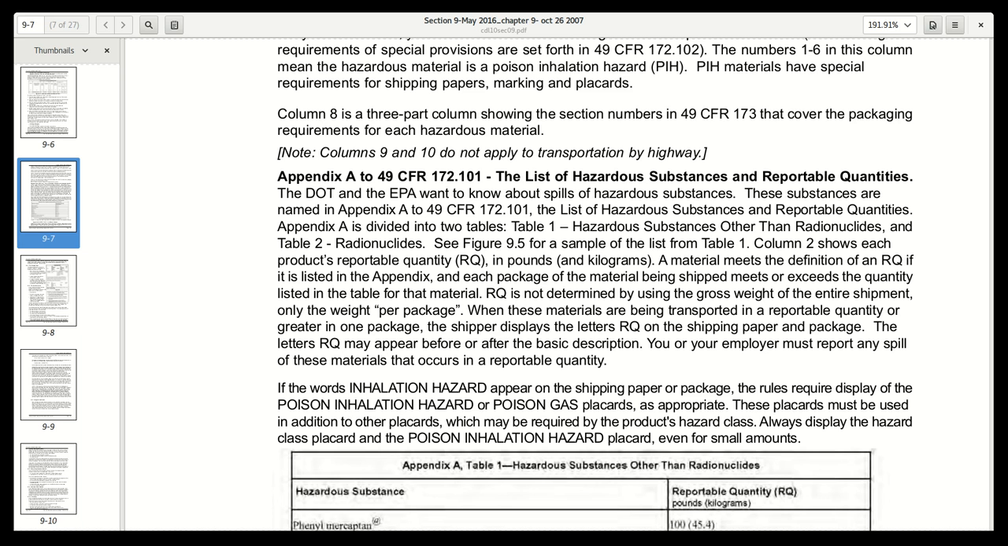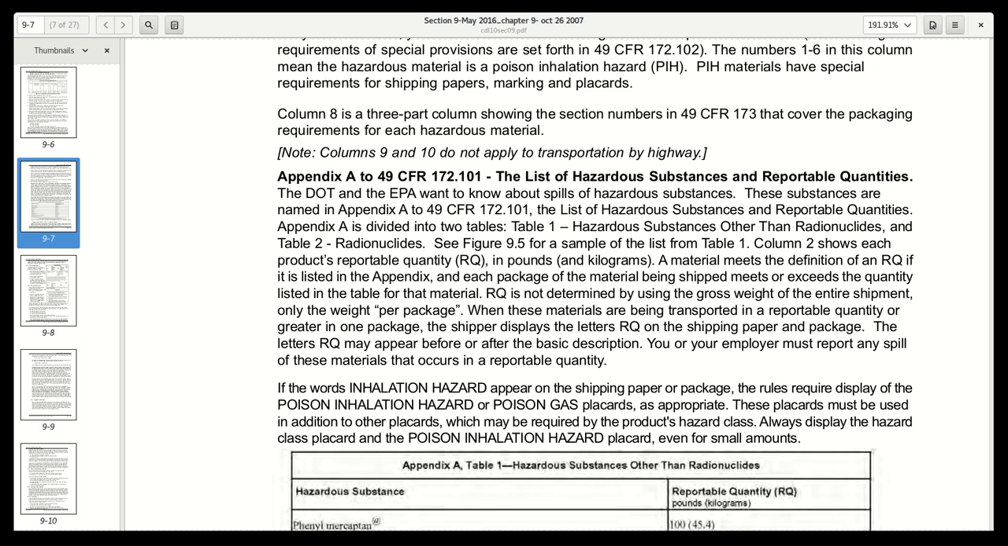When these materials are being transported in a reportable quantity or greater in one package, the shipper displays the letters RQ in the shipping paper and package. The letters RQ may appear before or after the basic description. You or your employer must report any spill of these materials that occurs in a reportable quantity.